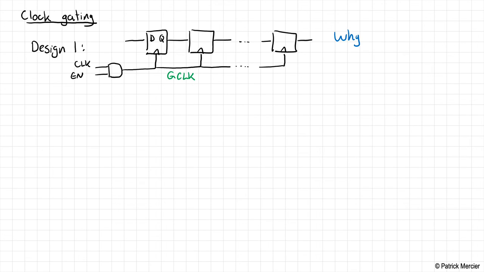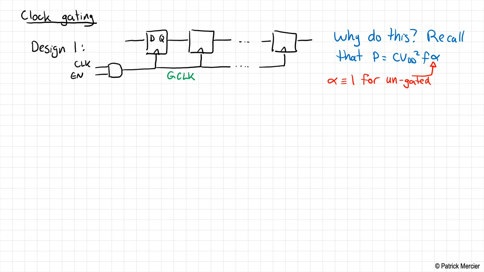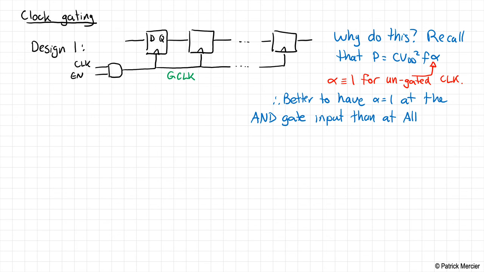First of all, let's remind ourselves, why do this? Well, we have to recall that P equals C VDD squared F times alpha. And we'll note that alpha is by definition equal to 1 for an ungated clock. So the idea here is it's better to have alpha equals 1 at the AND gate input than at all the flip-flop clock terminals.